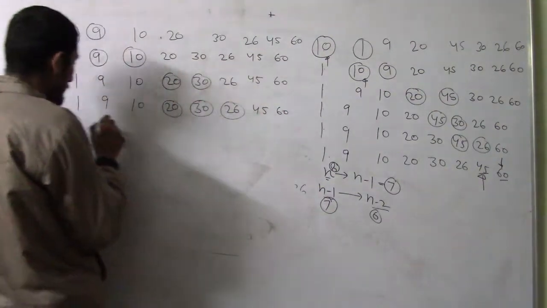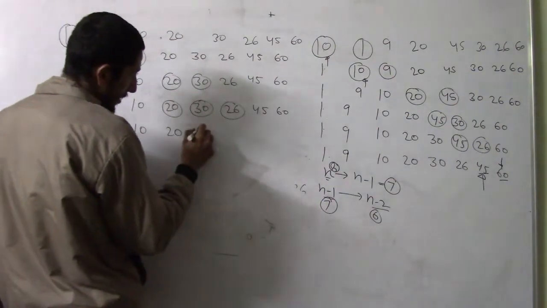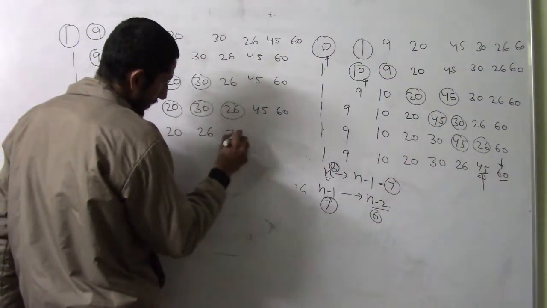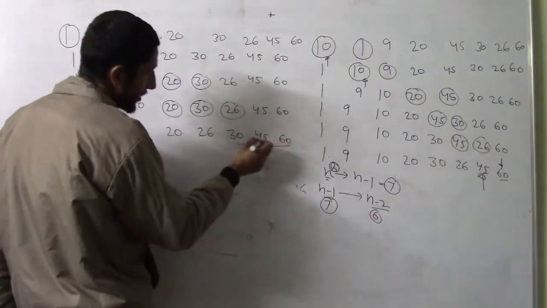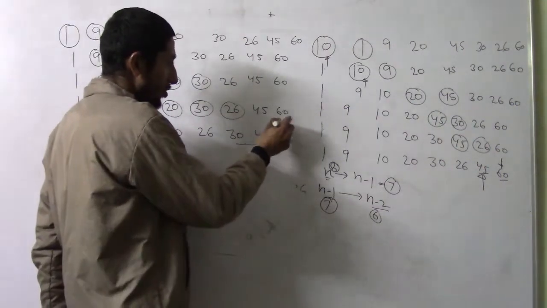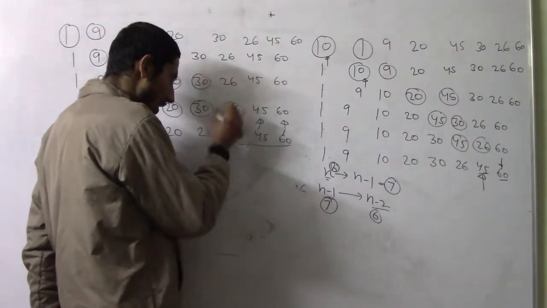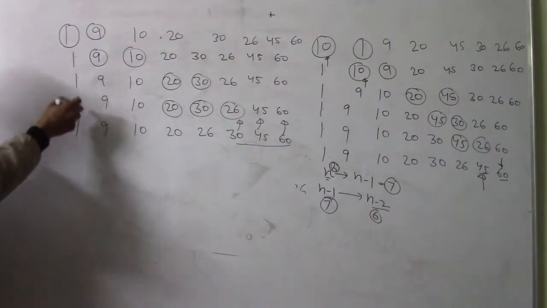So we need to perform swapping. So it becomes 1, 9, 10, 20 as it is. That is 26 and 30. Then 45 and 60. Then we don't need to compare these three because these two elements have got their correct position. Now the third one also got its correct position. So if you look at the comparisons, I have just 4 comparisons.